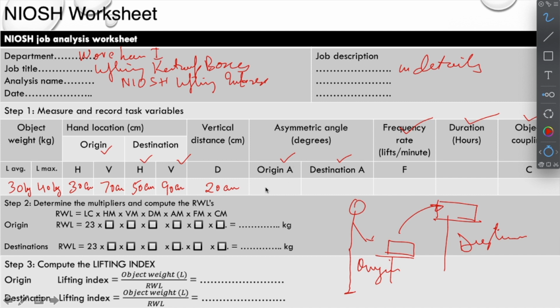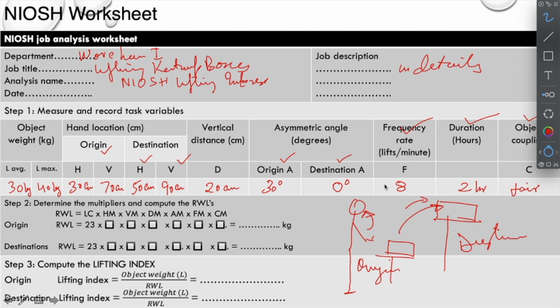Asymmetry: suppose at the origin, the person is twisted somehow, but at the destination, the person need not have any asymmetry. So at the destination, asymmetry may be 0 degrees. For the origin, suppose he is lifting from a side table, so it may be 30 degrees. Frequency of lifts, we can say 8. Work hours, suppose 2 hours, and the coupling is, suppose, fair.